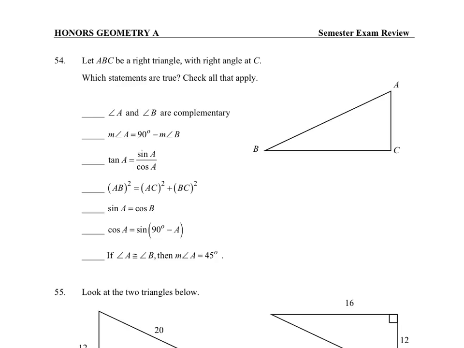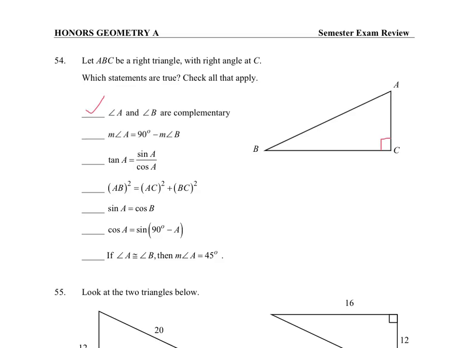Question 54. Let ABC be a right triangle with right angle at C. Which statements are true? Check all that apply. Angle A and angle B are complementary. Well, we know that's true because there's 180 degrees in a triangle, so these three angles add up to 180. This is 90, so that means these two angles must add up to 90 as well. And remember, it is the right thing to do to complement someone. So complementary means right angles, 90 degrees.